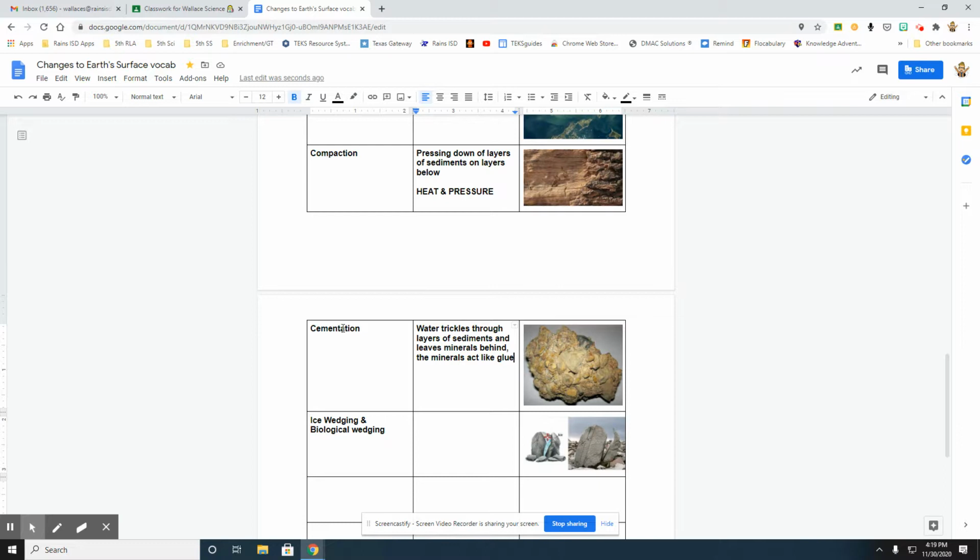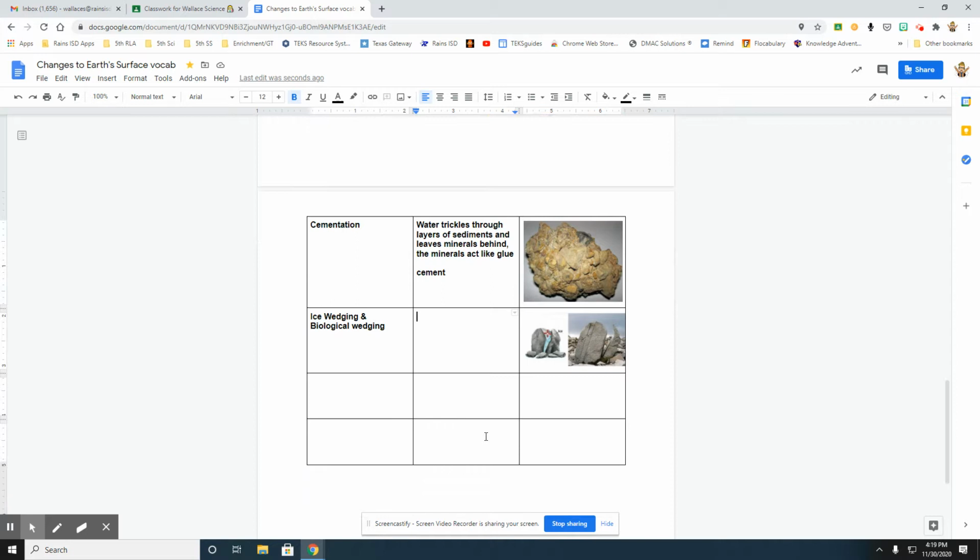So you see this part that says cementation. I want you to think of cement. Okay, it's really sticking it together. And so cementation is where we're using those minerals to stick all these little sediments together. Now, last one here is a really cool process. This is probably my favorite one to look at. We have ice wedging and we have biological wedging.